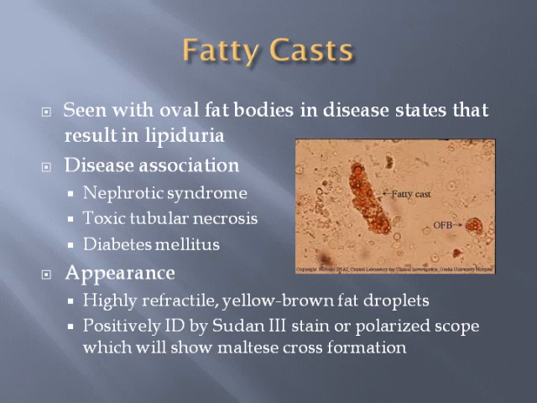They kind of look like they contain fat droplets. To confirm this, you would want to ID using a Sudan stain, or if you're lucky enough to work in a place that has a polarized scope, you will definitely see the Maltese cross formation that is so significant with any kind of lipids, oval fat bodies, anything like that. So this wasn't a really wonderful image, but obviously I believe this was actually stained by Sudan 3, and so they show up a little bit better than the rest of the sediment in that image.